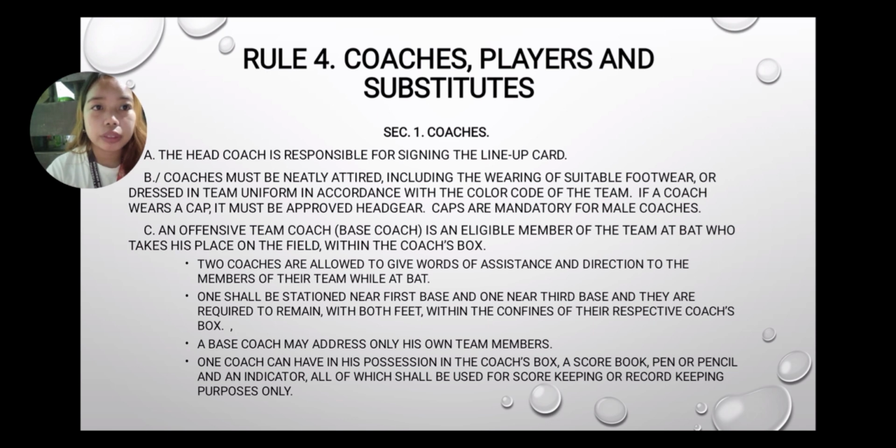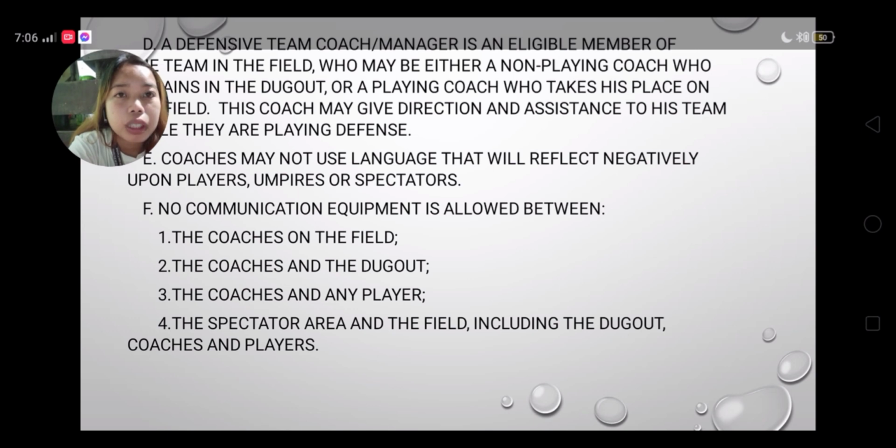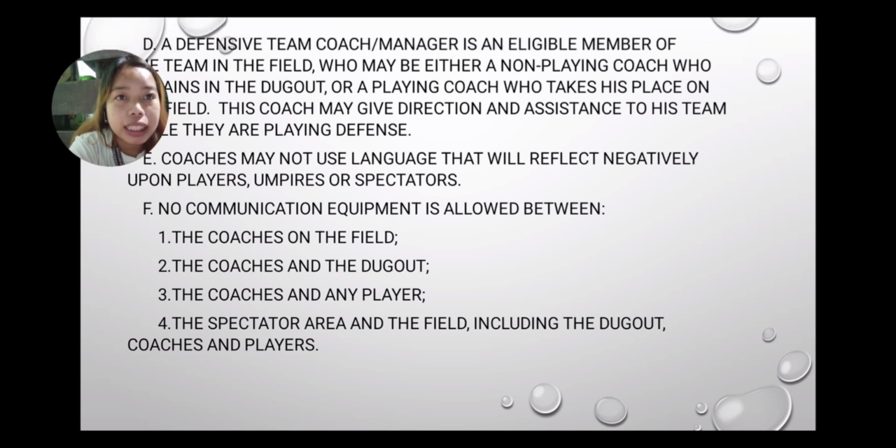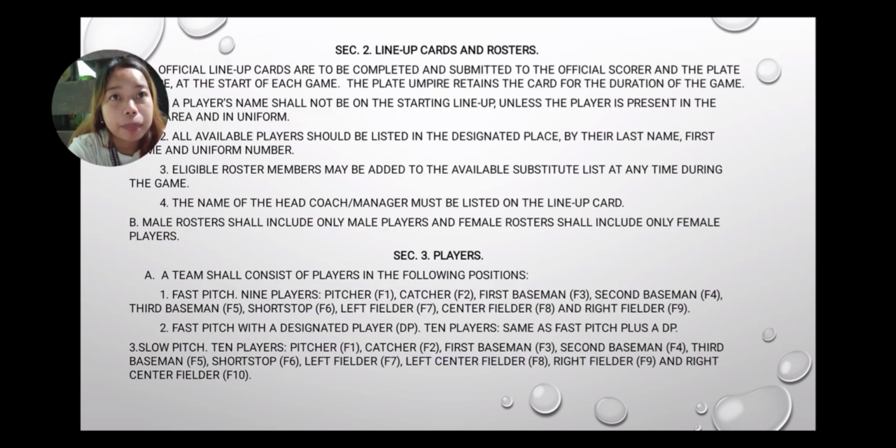Two coaches are allowed to give words of assistance and directions to the members of their team while at bat. One shall be stationed near first base and one near third base, and they are required to remain with both feet within the confines of their respective coach's box. A base coach may be addressed on his own. No communication equipment is allowed between the coach on the field, the coach in the dugout, and any player, or between the spectator area and the field, including the dugout, coaches, and the players.